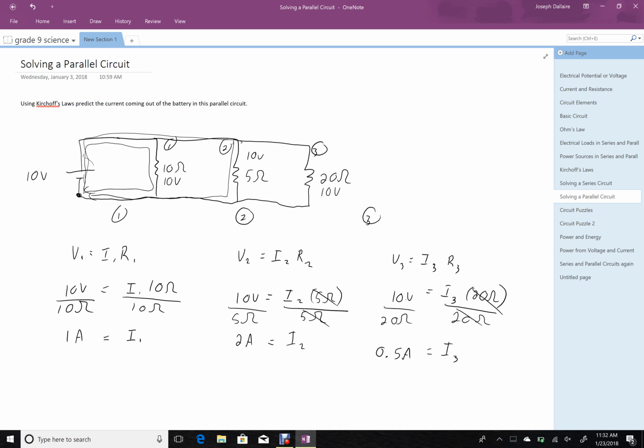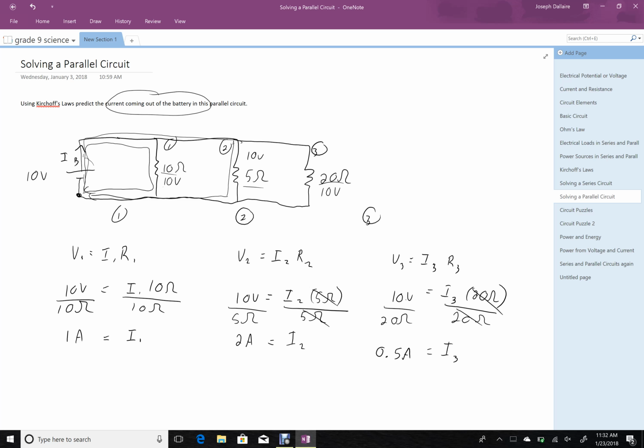So this all makes sense. Most of the current goes down the path with the least resistance. Some goes down this one, and then less goes down this one, which has the highest resistance. The question asked us to predict the current coming out of the battery, so we also have to find what I'm going to call IB right here.